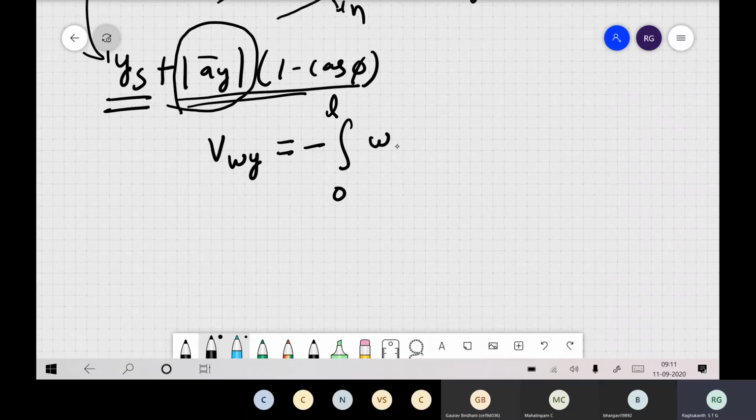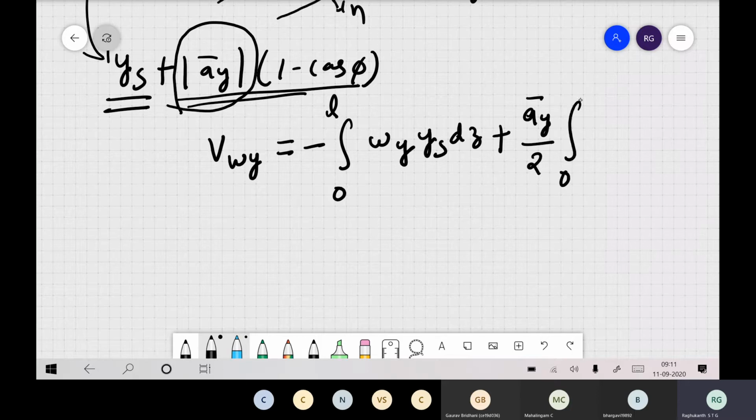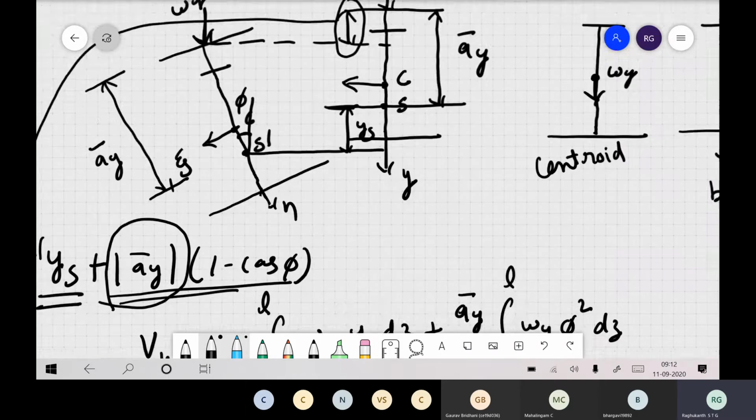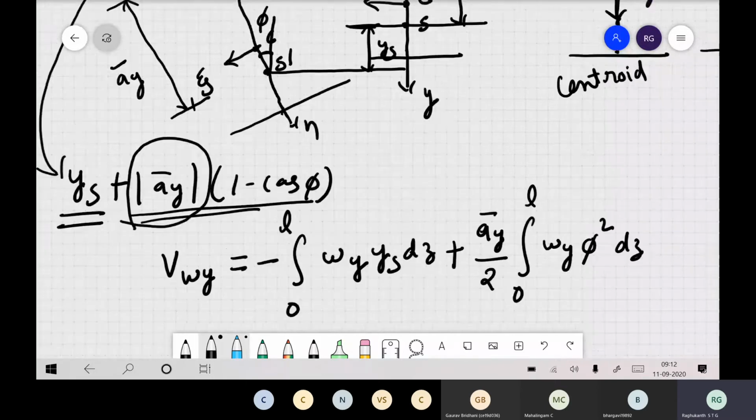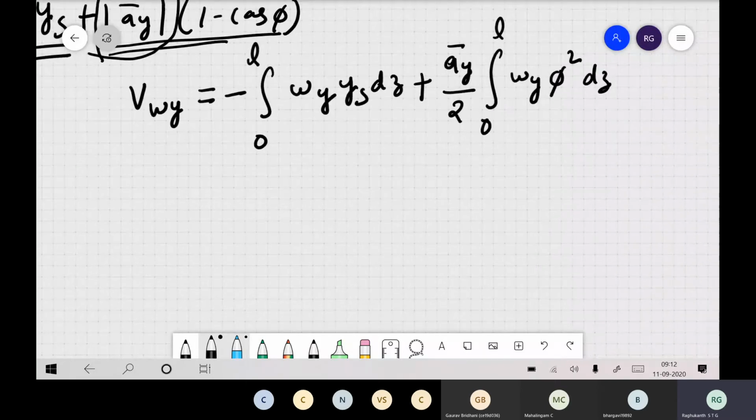So it is Wy times Ys dz, plus we have Ay bar by 2, integral 0 to L, Wy into phi square dz. Okay, so this is the work done by the load. The sign change is basically to accommodate this one. Ay bar is negative because of the axis we have taken here. So this is the work done by the load itself.